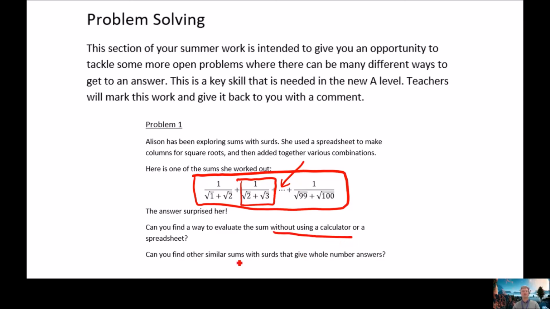Then there's a little thing at the bottom there that says, can you find some other sums with surds where you get whole number answers as well? Because it might surprise you that this comes out to be a nice simple whole number. And the question is, what value does it take? So that's the sort of thing we'll get you to have a look at when you finish the earlier parts of the summer work.